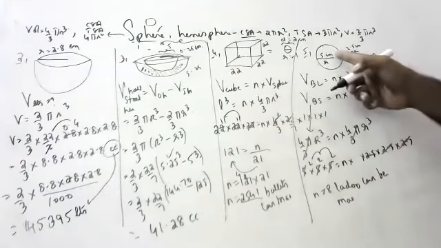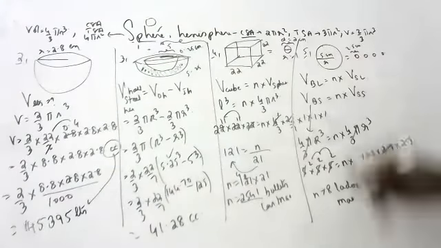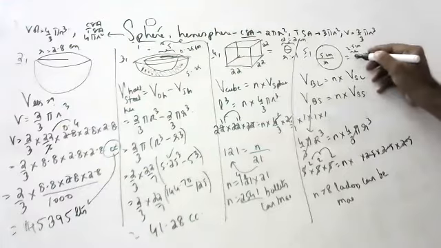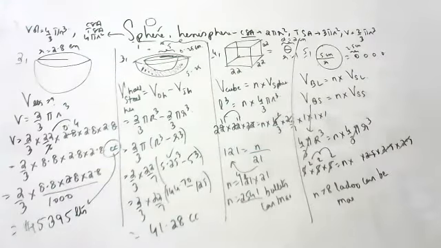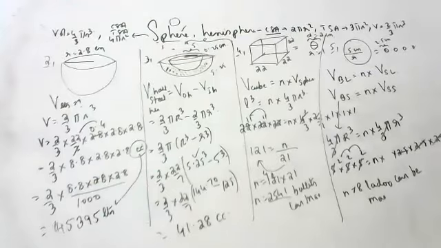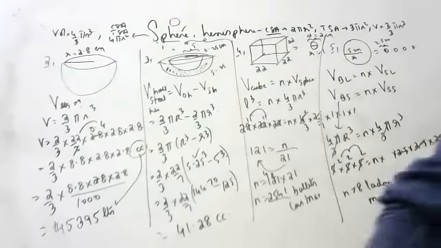Children, from this big laddu, he made 8 small laddus. This is 5 centimeters, this is 2.5 centimeters radius. This is how questions will come. Okay, next.